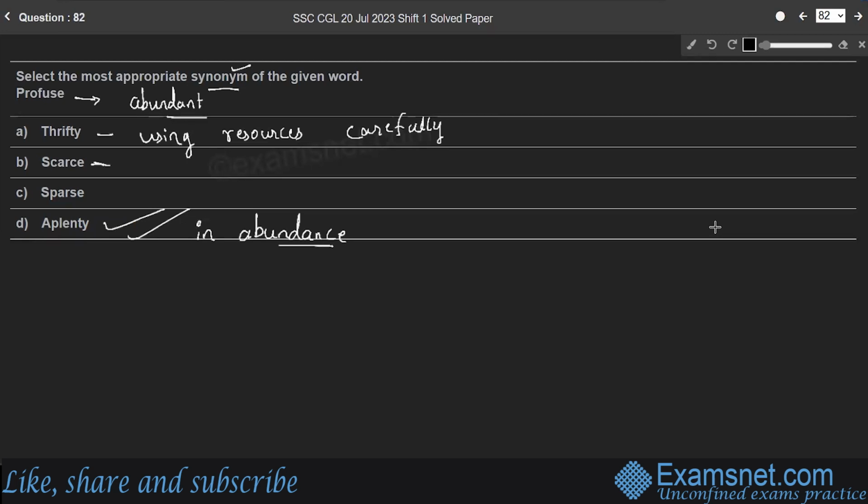Whereas sparse means scanty or in short supply. For example, many slopes are rock fields with sparse vegetation. So for the given question, the synonym of profuse is aplenty. Option D is the right answer.